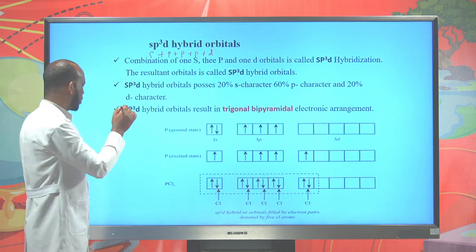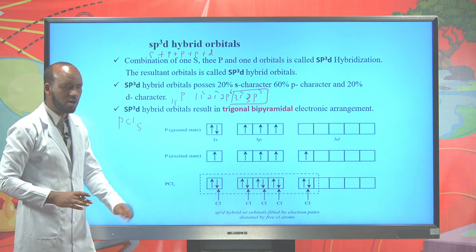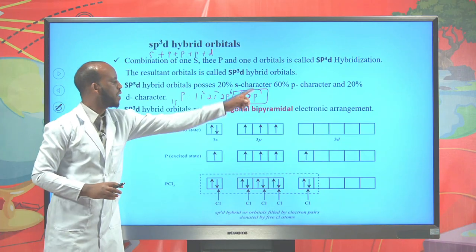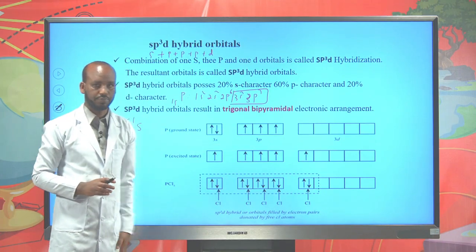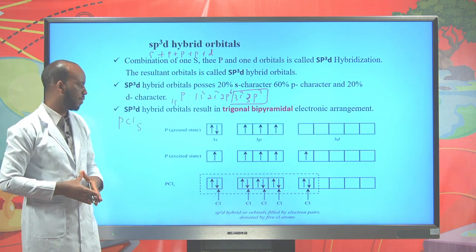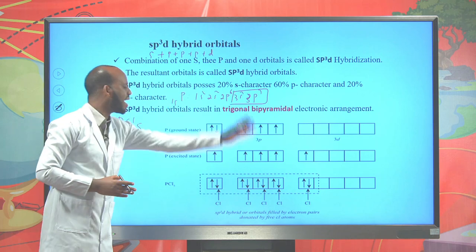For example, take this molecule PCl5. Phosphorus atomic number is 15. Electronic configuration 1s2, 2s2, 2p6, 3s2, 3p3. Only valence electrons are involved in bond formation. Now the ground state electronic configuration of phosphorus is 3s2, 3p3. Hund's rule: before pairing here, vacant orbitals must be occupied with electrons. Now, excited state electronic configuration of phosphorus: one of these electrons is promoted to a high energy orbital.